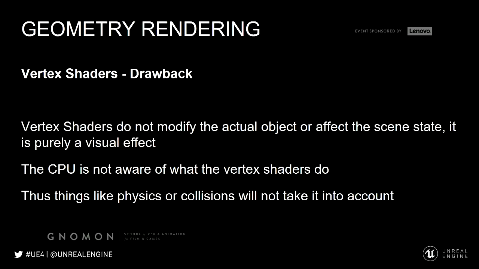Now, the drawback of animating with vertex shaders, as Martin also touched on, is that this is purely a visual effect. It doesn't update the scene state, so the CPU is not aware of what happens on the vertex shaders. As we saw earlier when I showed you the threads between the CPU and the GPU, by the time the frame reached the GPU, the CPU had already started processing other frames. So there is no way to go back and update the scene state.